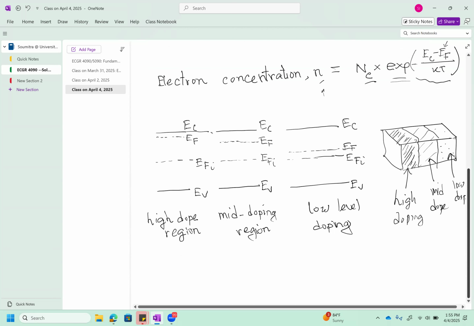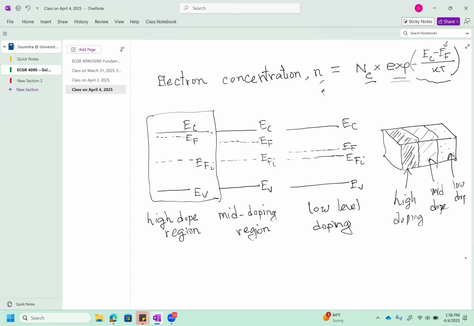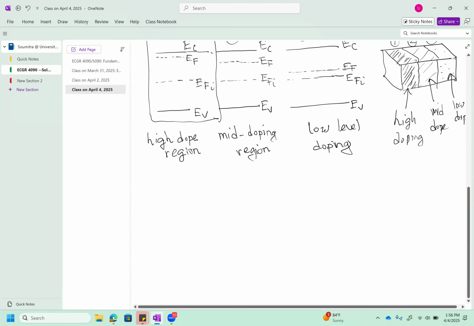So this is the individual band diagram, right? This is region 1, region 2, and region 3. For region 1, I have this, region 2, I have this, and region 3, I have this. So look at that. At region 1, because of heavy doping, EF is very close to EC. At region 2, EF is somewhat away from EC. And at region 3, EF is mostly close to EFI. But now, what is the final band diagram? Do you think the band diagram would look like this?